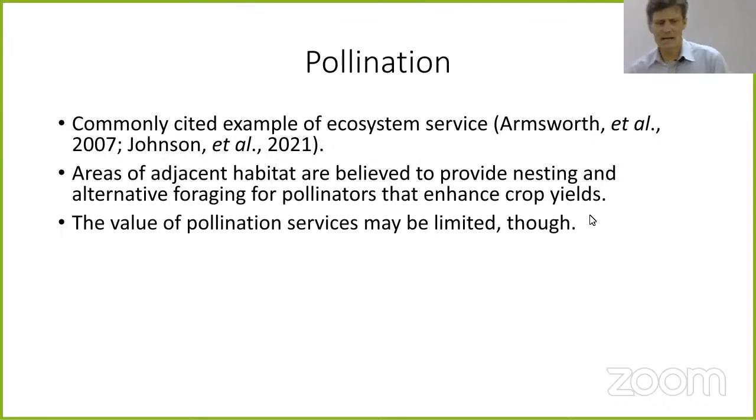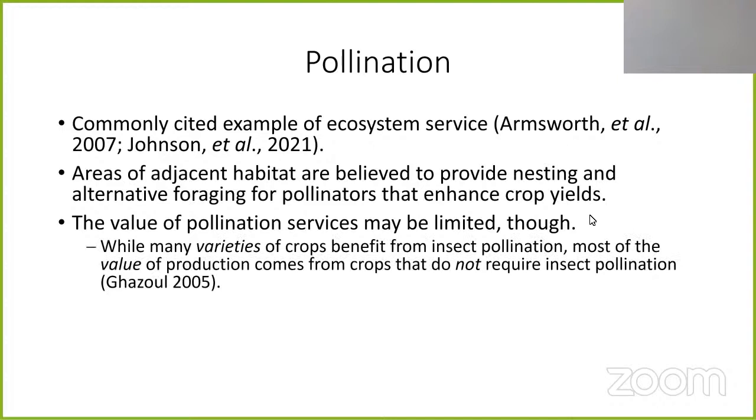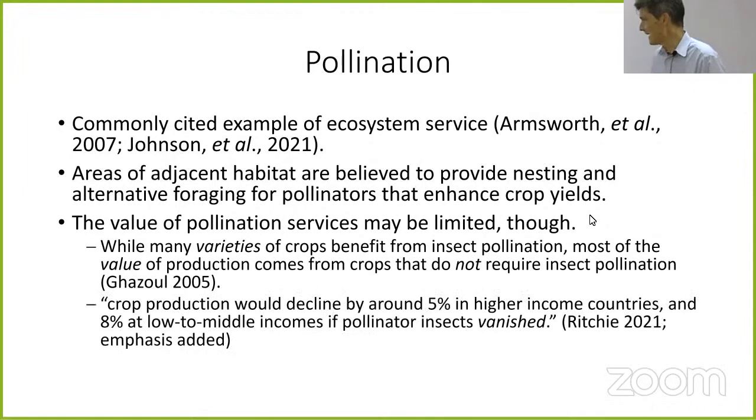A couple of important things to remember, though, is that you often hear statistics about pollination, and some of them I think can be misleading. It is true that many varieties of crops require insect pollination or animal pollination, but there are also many varieties of crops that rely on wind pollination or are self-pollinated or vegetatively propagated, and basically do not require insect pollination. And so you run across statistics such as this, saying that, let's just say in very broad terms, 10% of the value of agricultural production is dependent on insects.